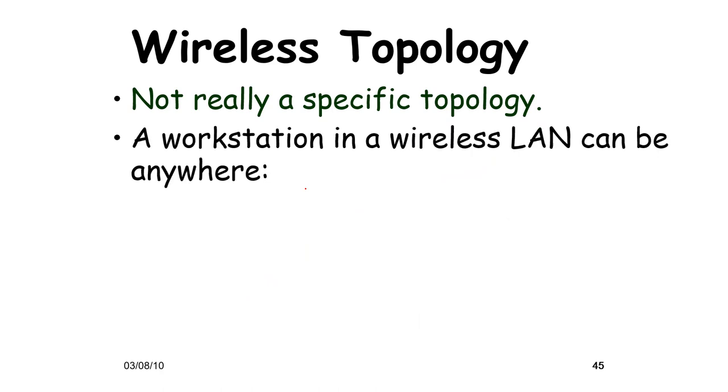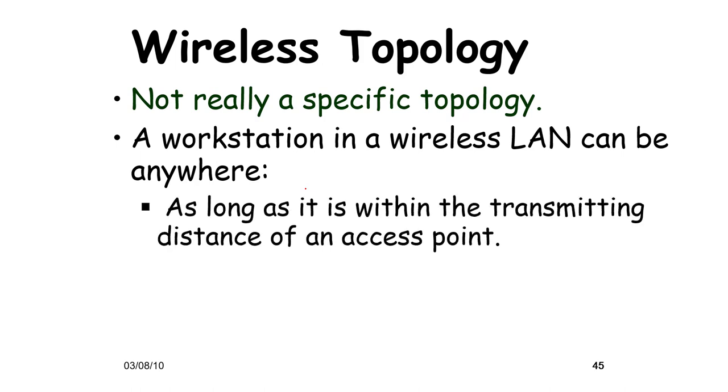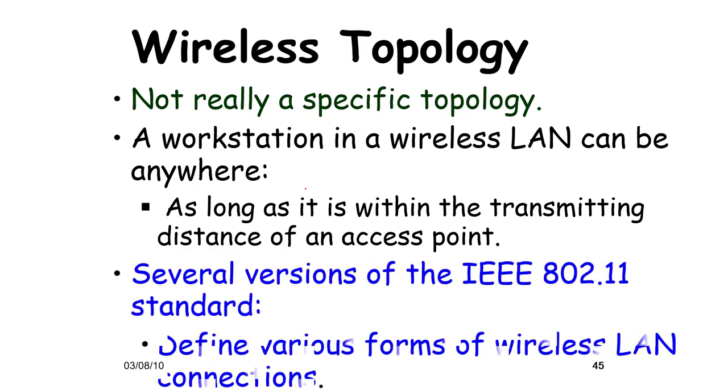A wireless topology does not have a specific topology. You can think of it as a star actually, because everybody is connected to the wireless network router. So the workstation as such can be anywhere, but it needs to be within the transmitting and receiving distance of the access point. The most common wireless standard is IEEE 802.11. It defines various forms of wireless LAN connections.